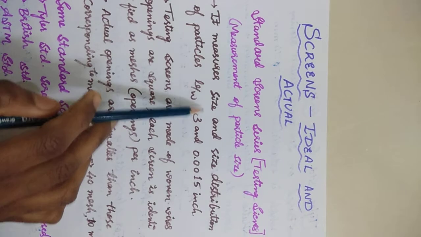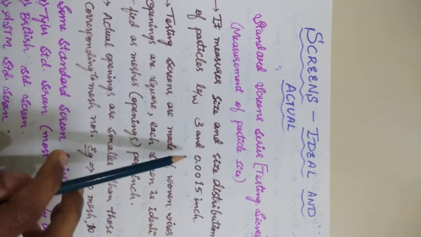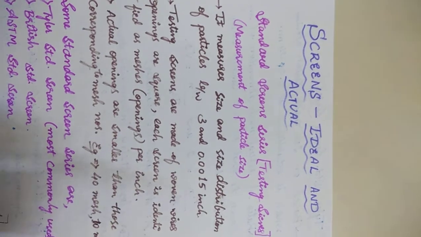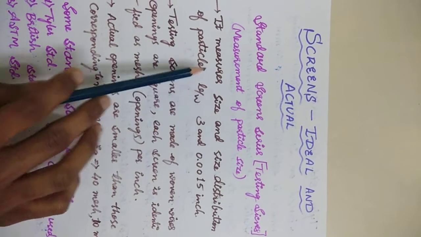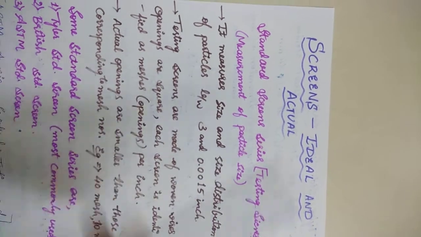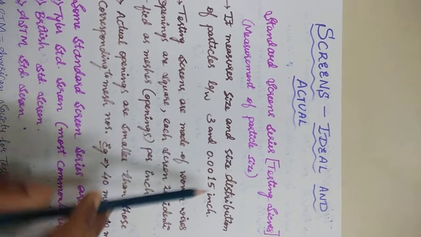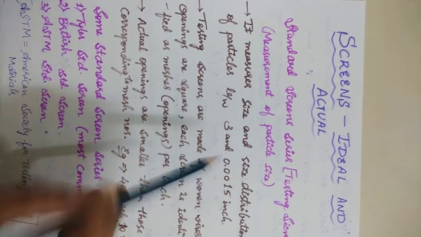It measures size and size distribution of particles between 3 and 0.0015 inch. So in this size range, we are going to measure the particle size and its distribution, how it is distributing. Is it even or is it not even in this distribution? We will be seeing that.